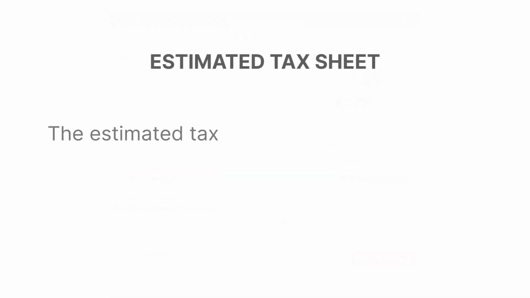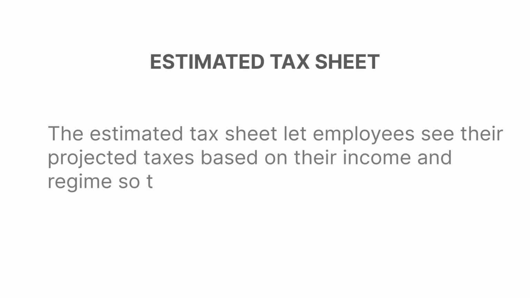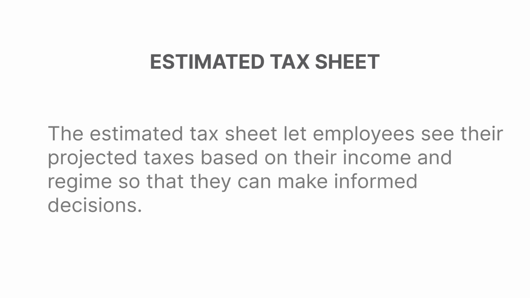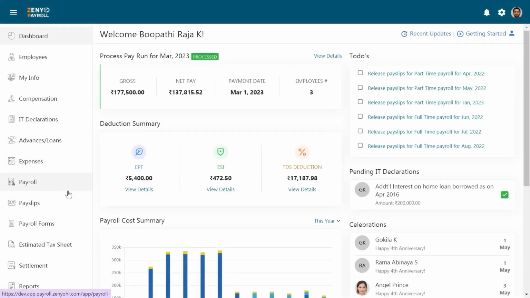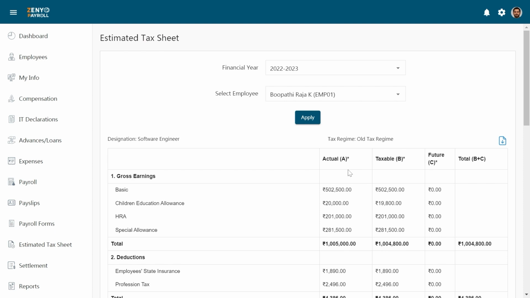The estimated tax sheet lets employees see their projected taxes based on their income and regime so that they can make informed decisions. Go to the estimated tax sheet module and choose the financial year and the employee for whom you want to generate the estimated tax sheet. Click Apply. You'll notice columns like Actual, Taxable, and Future.